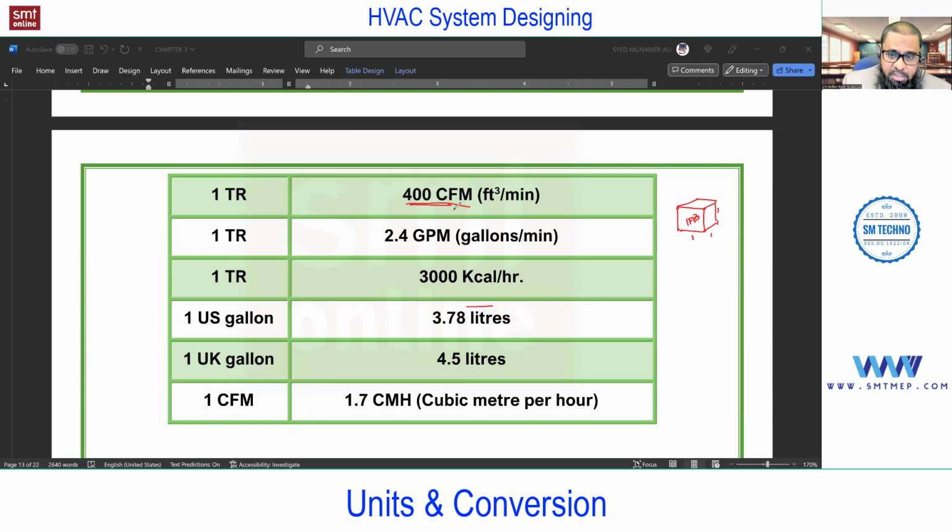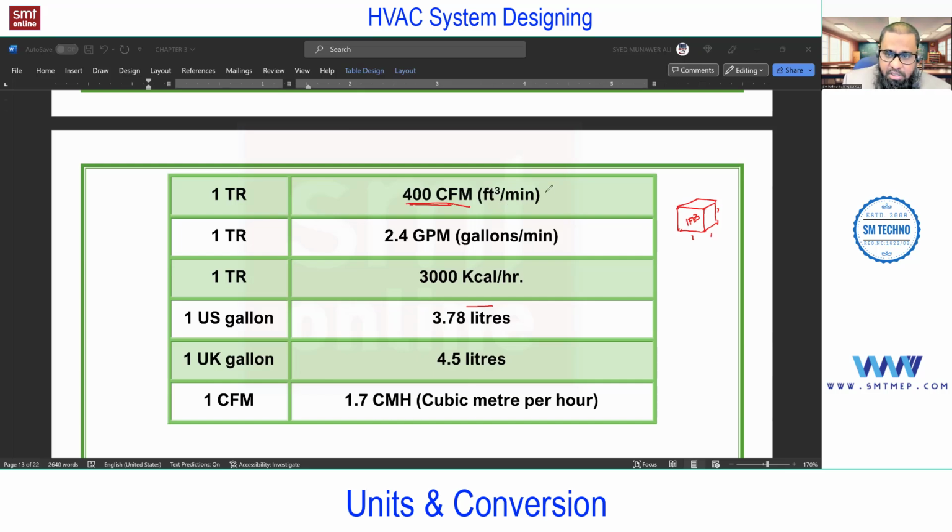Because this is not fixed, but standard equipment and standard manufacturers follow the same. So from an interview point of view, we are considering 1 TR equal to 400 CFM. It means if you want 1 ton of cooling effect from a standard split unit, the flow rate of air thrown from that unit is 400 cubic feet per minute. This is standard, not fixed like 12,000 BTU per hour. At the time of calculation, you'll get the exact value with the tonnage when we deal with load calculation.